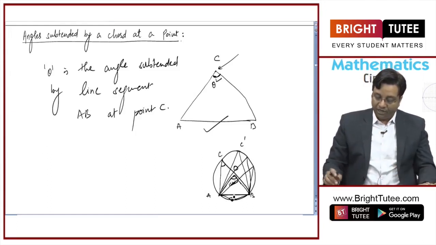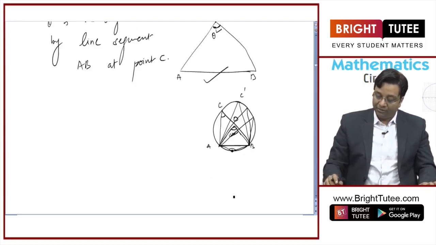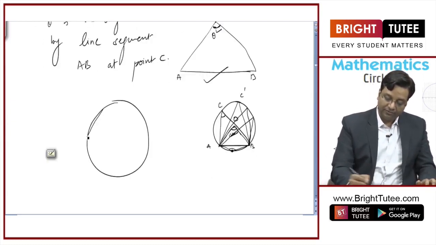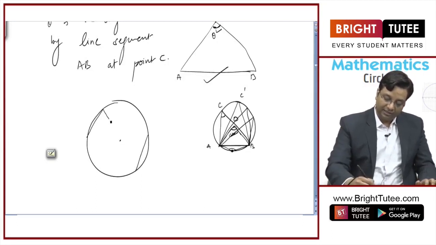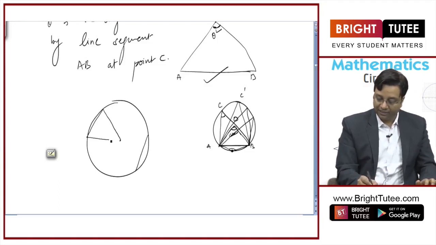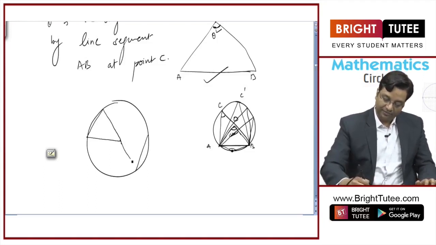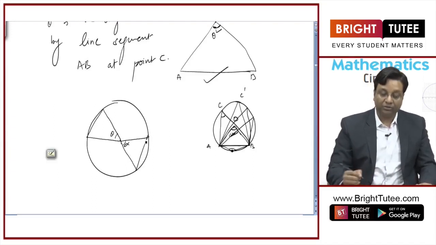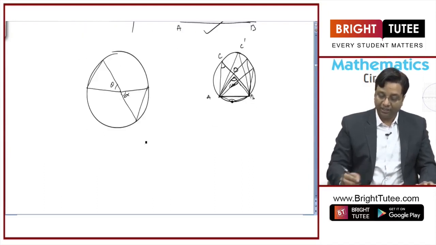For now, let us say I have two equal chords and they subtend angles at the center of this circle. Will these be equal angles? What will be the relation between theta and alpha? This is what we are going to study in this particular lecture.